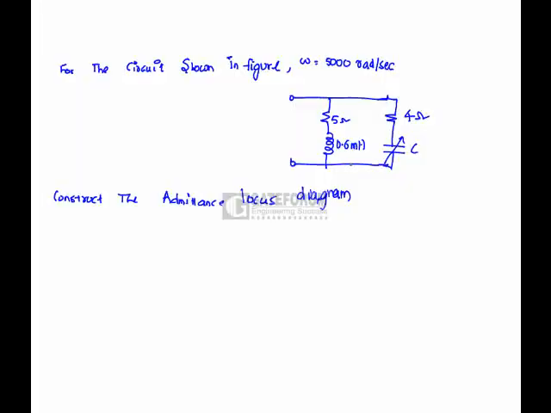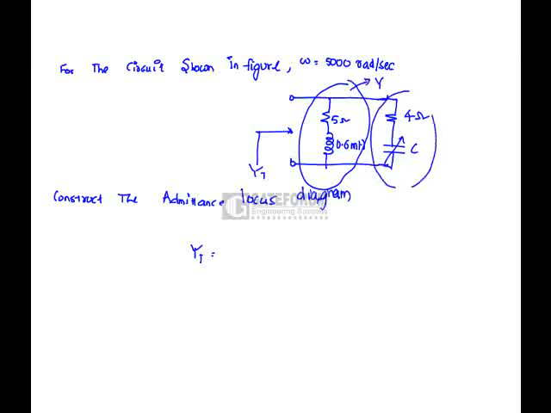Given omega as 5000 radians per second, construct the admittance locus diagram. So if we look into this one, the total admittance is nothing but the admittance of this branch is Y1, admittance of this branch is Y2. So YT is nothing but Y1 plus Y2, which is 0.417 minus j0.0188 plus 1 by 4 minus jXC.